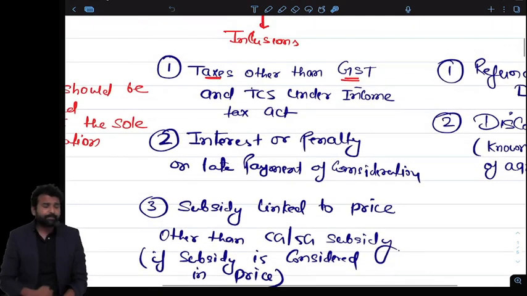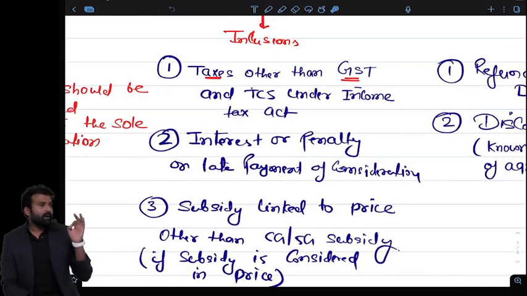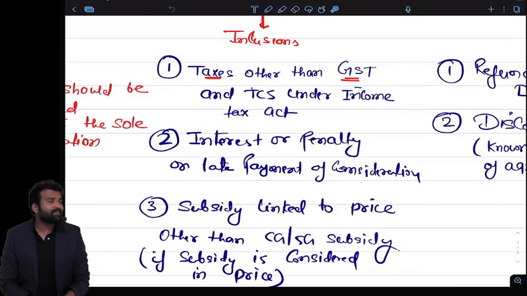Sir, please repeat point number 1, simple. On multiplexes, the price is rupees 100. Entertainment tax is rupees 10. So GST will be calculated on 110, not on 100. So all the other taxes will be included while I am calculating the value for the purpose of GST.